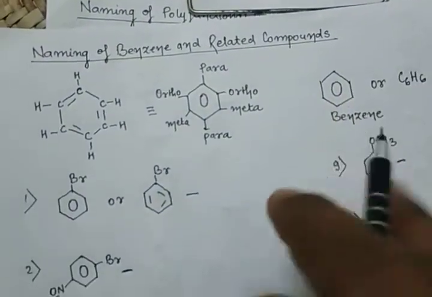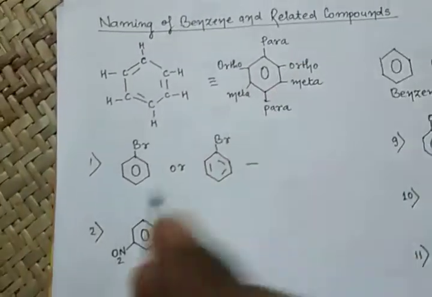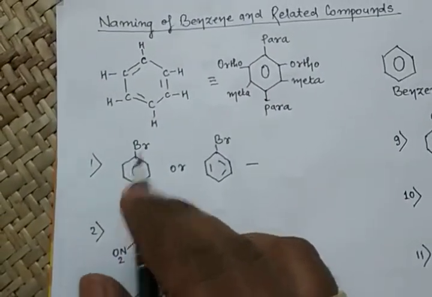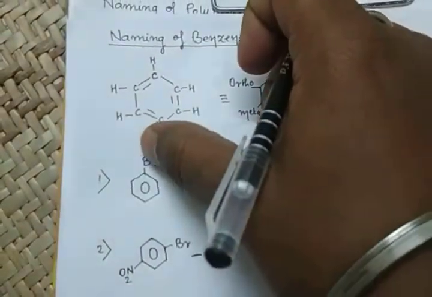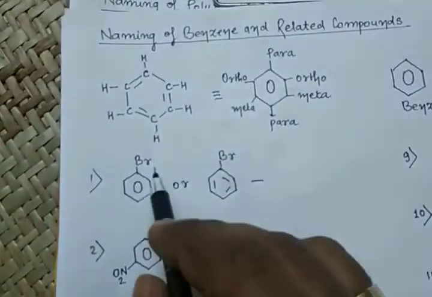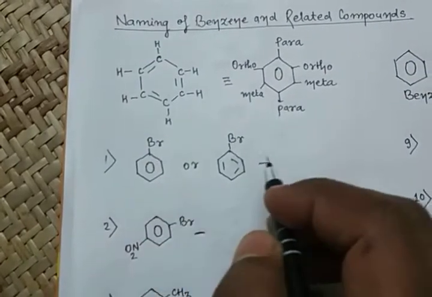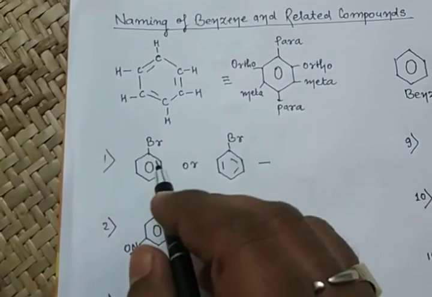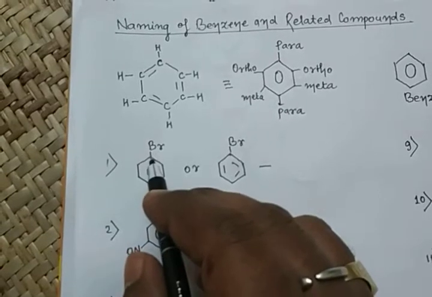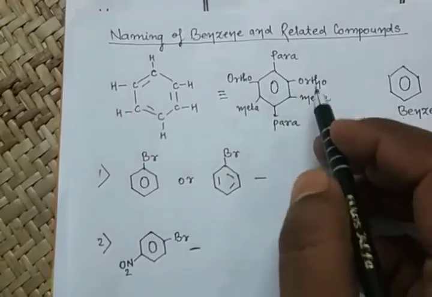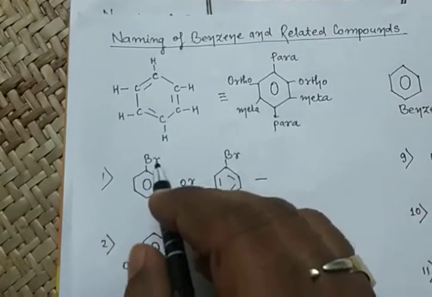Now suppose you have this, the first example. This is a benzene ring. Now suppose bromine is attached to this ring. So how to write the IUPAC name? First we discuss that this is a bromine group. In which position is the bromine present: para, ortho or meta? This is a para position.